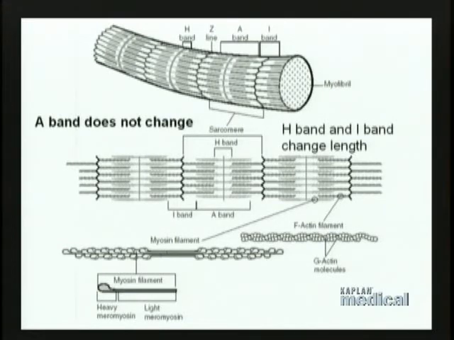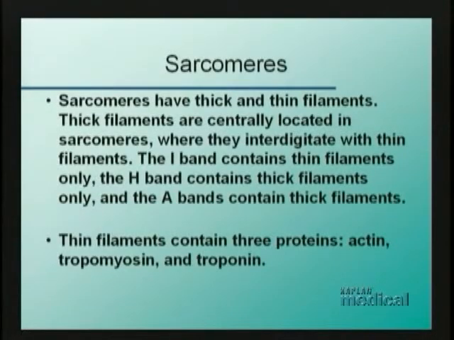And then finally, the H band, which as we alluded to is the point between the ends of the actin filaments, is also going to change length as the sarcomere shortens and the actin microfilaments come closer together. In an electron micrograph, we'll be able to see this even more distinctly. So here's the point.